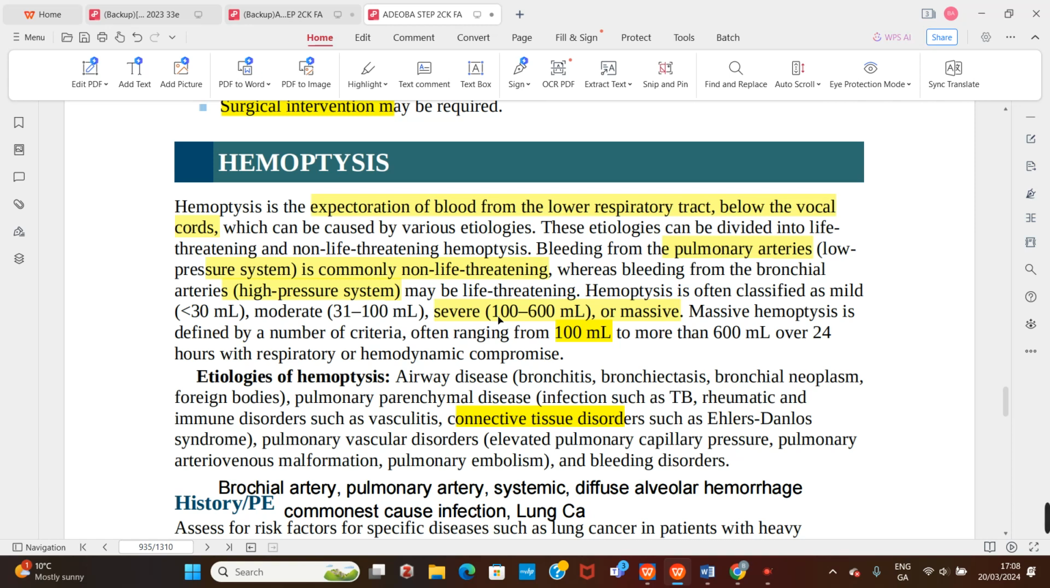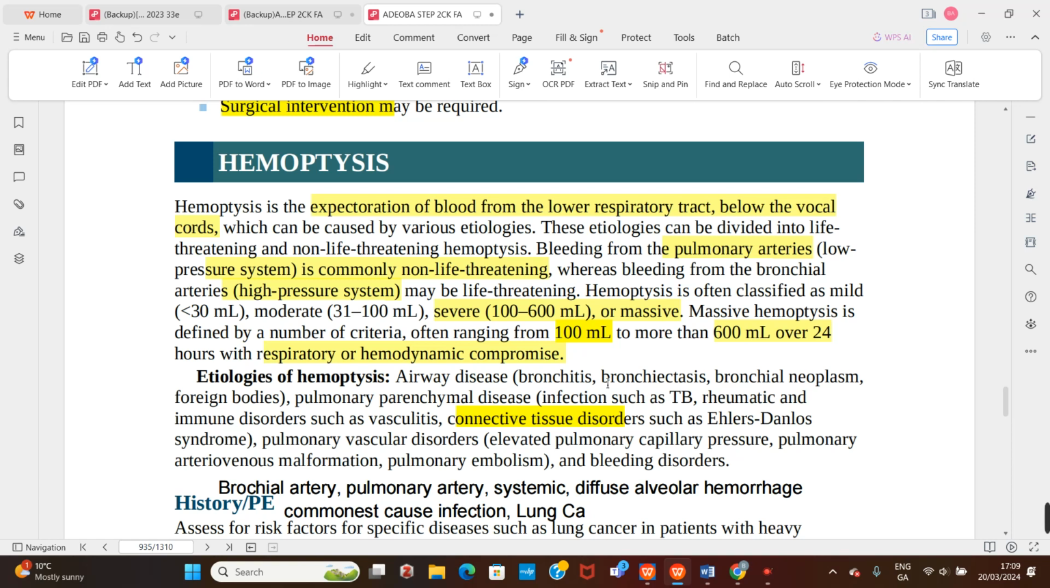So hemoptysis can be classified into mild, moderate, severe, and massive. So severe is when it's between 100 to 600. Massive is when the person is bleeding 100 mils per hour, or 600 mils over 24 hours. That's when you can say the person has massive bleeding. And most of the time, the massive bleedings are shared with respiratory and hemodynamic compromise. So, 100 mils per hour, 600 mils over 24 hours.